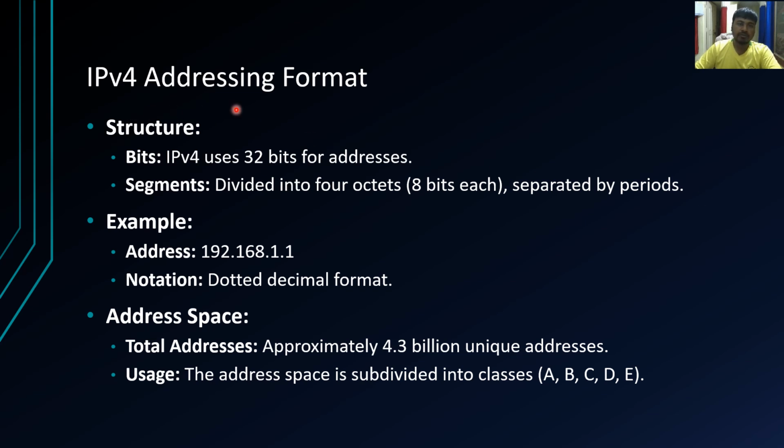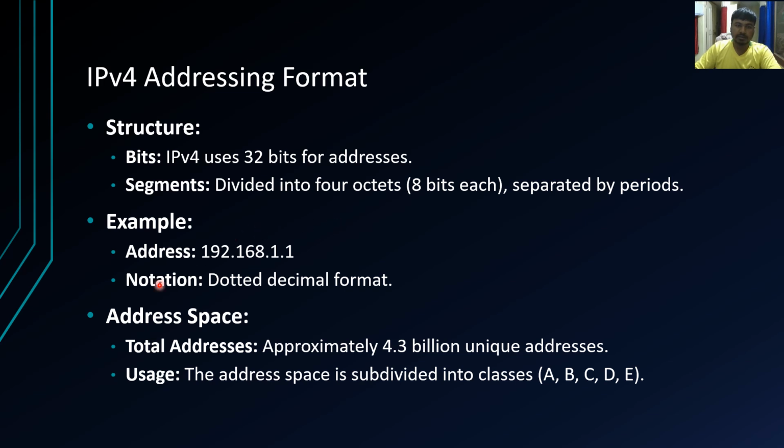Now let us see the IPv4 addressing format. What is the format for IPv4, Internet Protocol version 4? First, the structure. What are the bits it is using? IPv4 uses 32 bits for addressing. It is divided into four octets of 8 bits, separated by periods. Periods are basically the full stops you see.